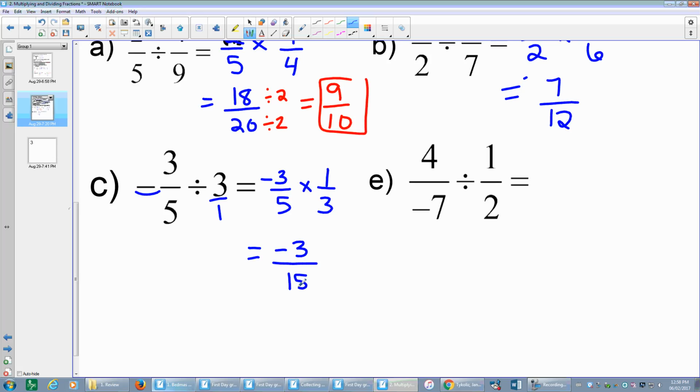And my final step here is I reduce. Well, what number can I divide both the numerator and the denominator by? I can divide by 3, which gives me, I'm going to write it here on the bottom, negative 1 over 5.